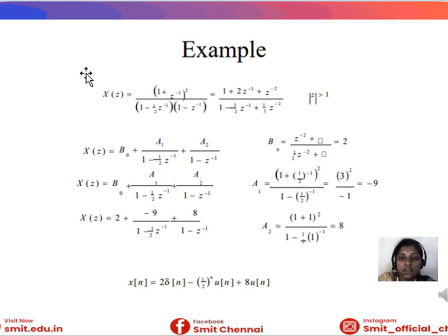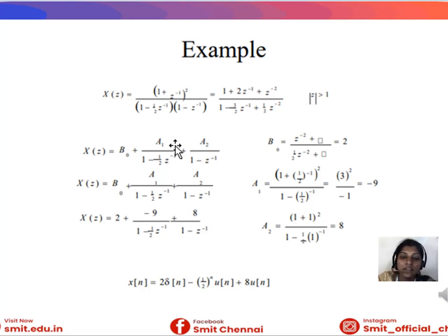Here we are having X of z equal to 1 plus z power minus 1 the whole squared by 1 minus 1 by 2 z power minus 1, 1 minus z power minus 1. Here we are having 1 plus z power minus 1 the whole squared. So a plus b the whole squared equal to a squared plus b squared plus 2ab. So we are writing this as 1 plus 2 z power minus 1 plus z power minus 2.